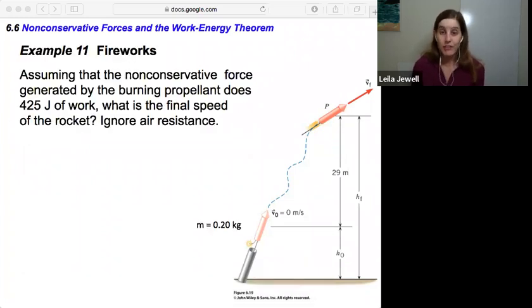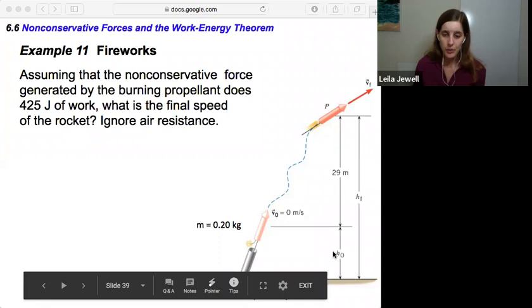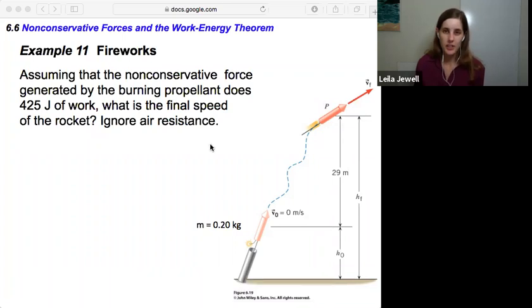So example 11, fireworks. Assuming that the non-conservative force generated by the burning propellant does 425 joules of work, what is the final speed of the rocket? Ignore air resistance. So this one has a lot of the information packed into the picture, right, where we have a rocket, mass of 0.2 kilograms, initial velocity 0, difference in height of 29 meters, and then there's this final velocity that we want to find for it going up that 29 meters. It also tells us we can ignore air resistance, which is a handy thing.